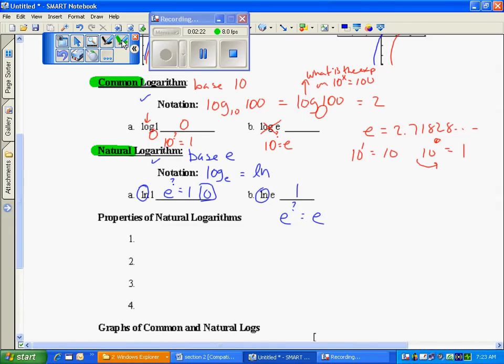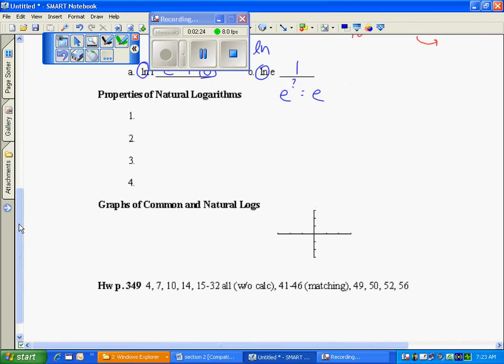So properties of natural logs, well, they're no different than properties of common logs. In other words, natural log of 1 is 0. e to the 0 equals 1. The natural log of e is 1. In other words, e to the first power is e. Remember that base is e to the first and gives me that value.